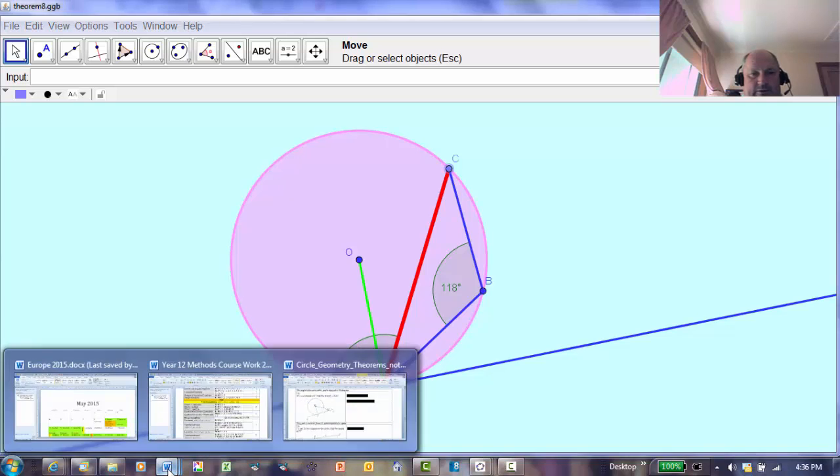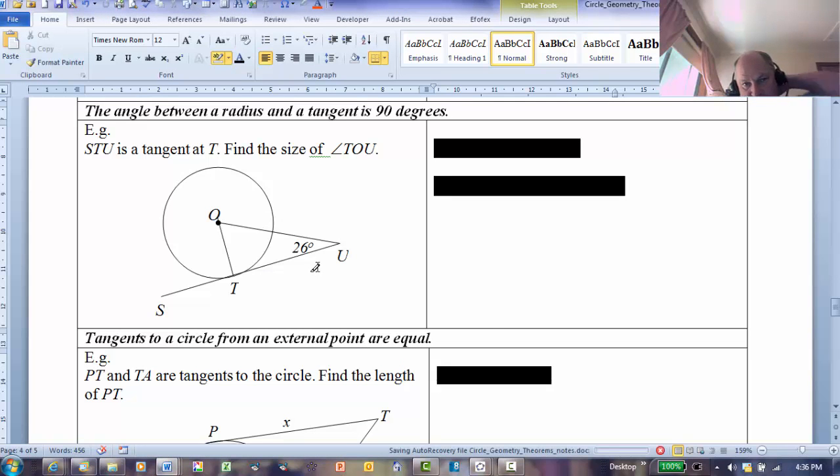Okay, let's go to our notebook. I've got three examples here, one for each of the theorems. The angle between the radius and tangent is 90 degrees. So here we're told STU is the tangent line at point T, and we're asked to find the size of the angle TOU. So the angle in here, so the part of the triangle. We know that this is a right angle because it's the tangent line, it's the radius at right angles, so it's 90 degrees, that's 26. So if I take both those away from 180, I get this angle here because we have a triangle.